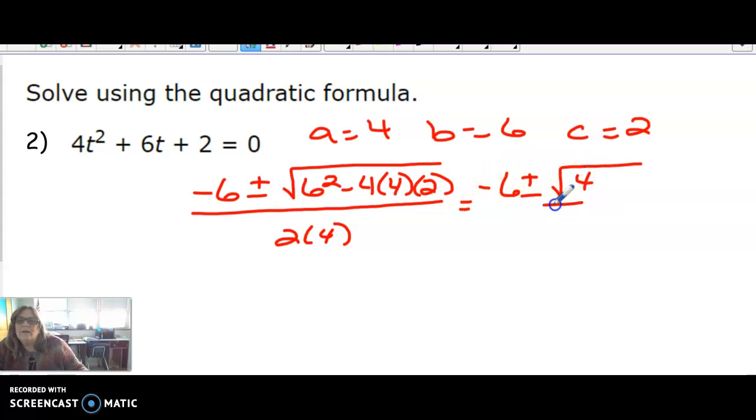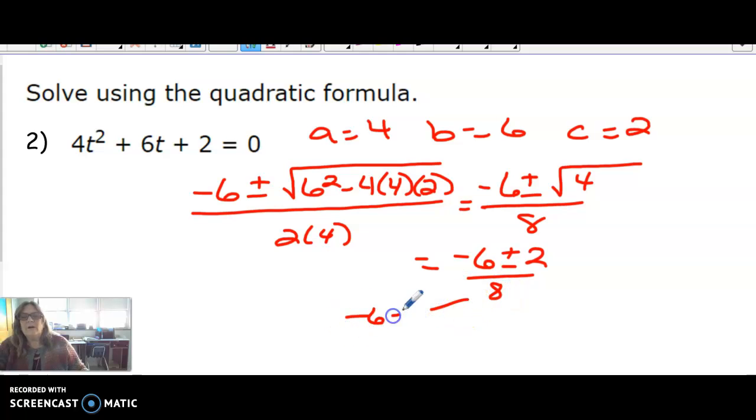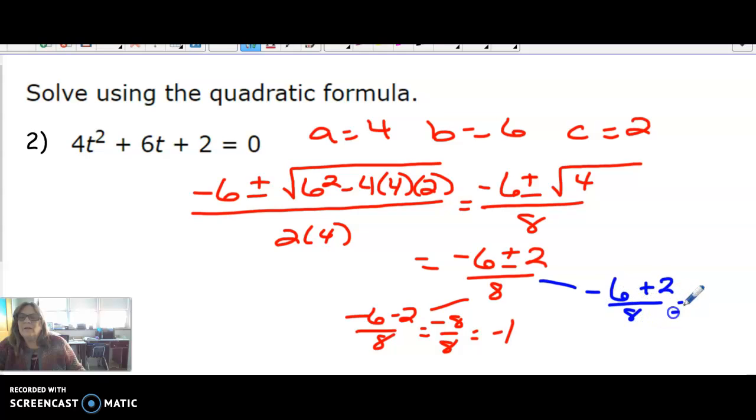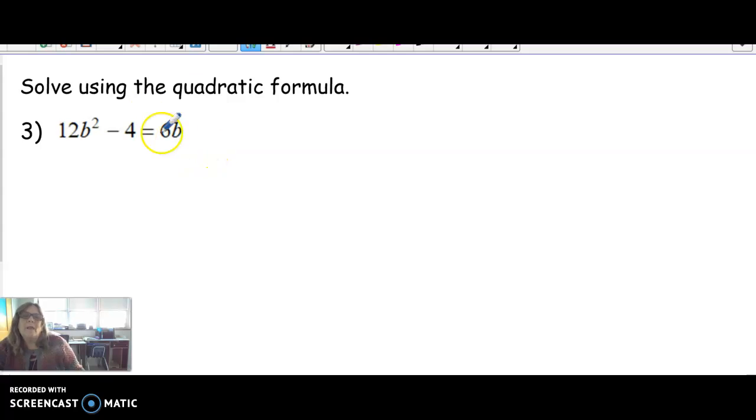All divided by 8. Well, the square root of 4 is 2, so I got negative 6 plus or minus 2 over 8. Two answers. Negative 6 minus 2 over 8 gives me negative 8 over 8, which is negative 1. The other solution is negative 6 plus 2 over 8, which gives me negative 4 over 8, or negative 1/2. So that's my two answers. Again, plug it into Desmos and you can check it.